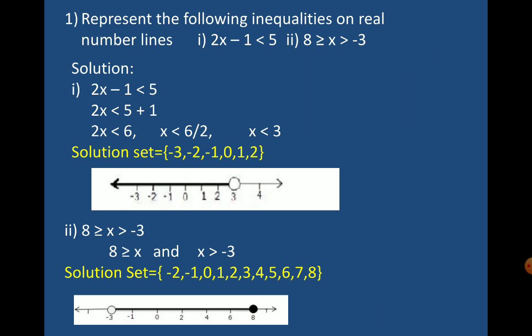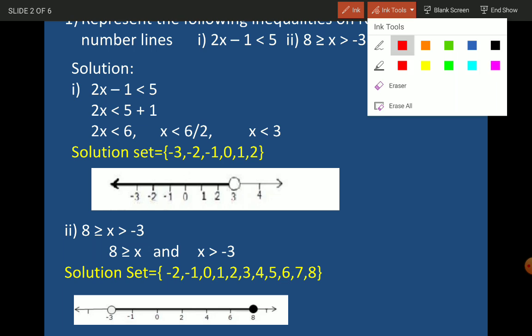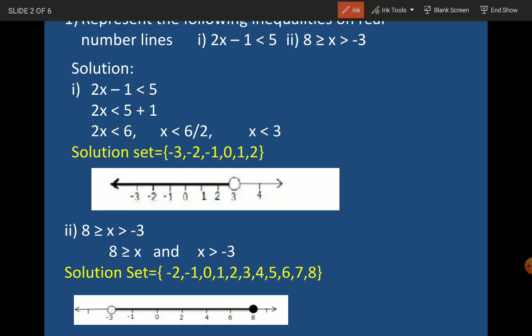Represent the following inequalities on real number lines. That means we have to represent the solution set on the number line. So the first sum we are going to solve. The question is 2x minus 1 less than 5.